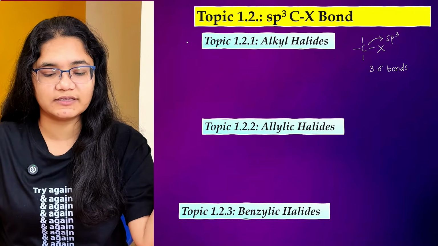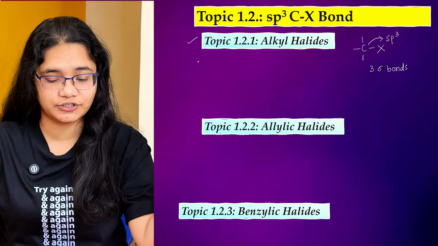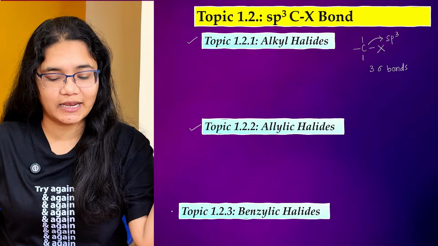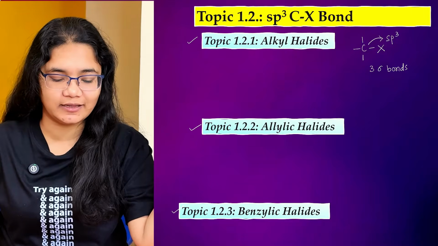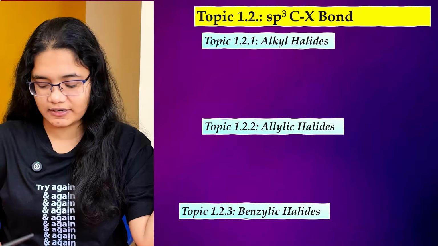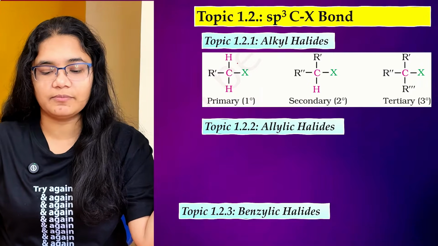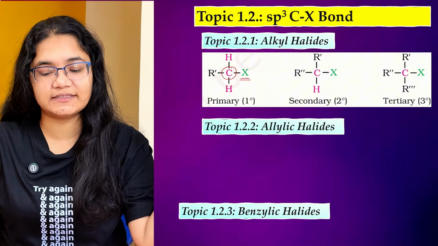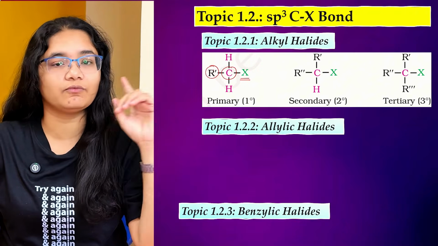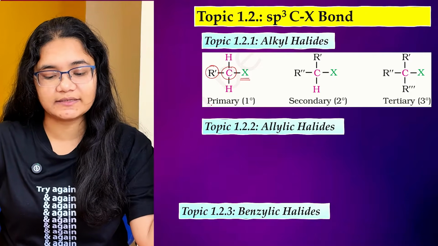The first is the alkyl halides: primary, secondary, and tertiary. Second, we'll talk about allylic halides, and third, benzylic halides. So let's first see the first category of classification, that is primary, secondary, and tertiary. Remember, whenever the carbon which contains the X group is attached to only one other carbon, then it is a primary halide.